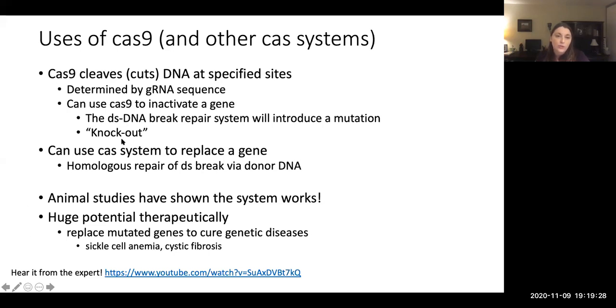Both of these strategies, to knock out a gene or to add a gene, are really useful in research, but also have huge potential therapeutic applications to treat genetic diseases. So if someone has a genetic disease that's caused by a gene that normally would be silenced, or wouldn't normally be present at all, you could knock it out. If someone has a genetic disease because the form of the gene they have is not acting properly, then you could insert the correct version of the gene and cure their genetic disease that way.